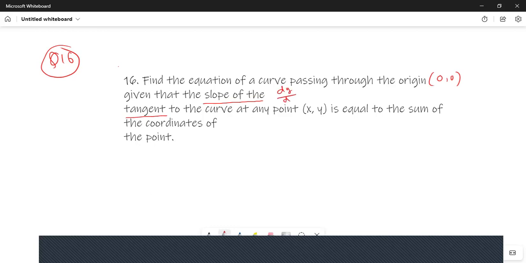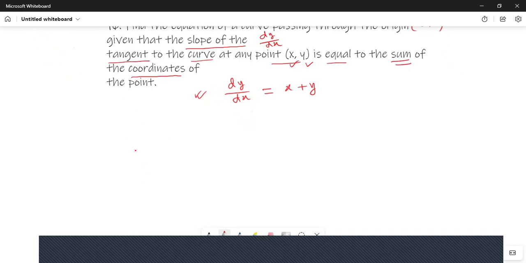Exactly. That means they are saying it is dy by dx to the curve at any point (x, y) is equal to the sum of the coordinates. Now coordinates are x and y, correct? So if I take the sum, it will be x plus y. So this is the given condition here. So directly from here, we can do it. So we got this differential equation, and now we will try to see whether we can put it in a particular format.